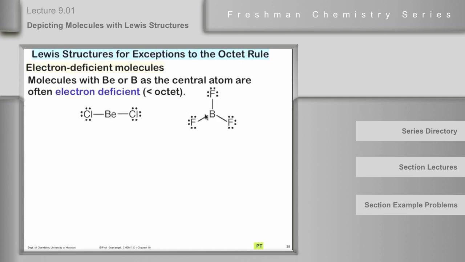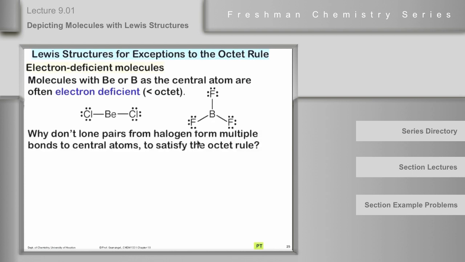If you look at two molecules, one based on beryllium and one based on boron, beryllium forms in its molecules 2 bonds. So if you look at BeCl2, for example, that molecule has only 4 electrons around the beryllium. And boron has 6 electrons around itself in BF3. So neither one of these reach an octet.